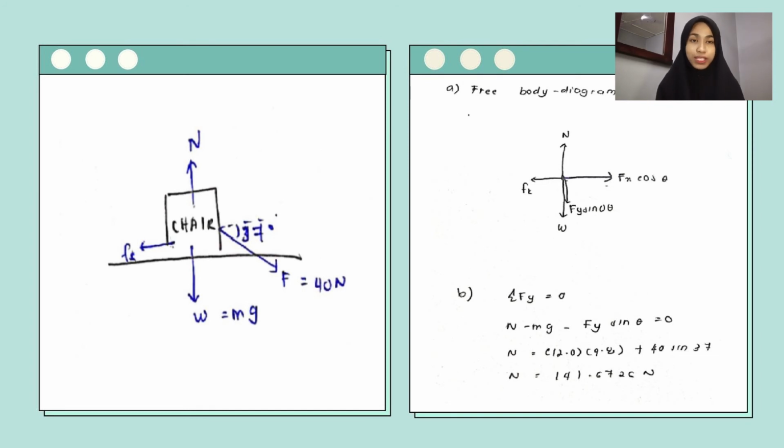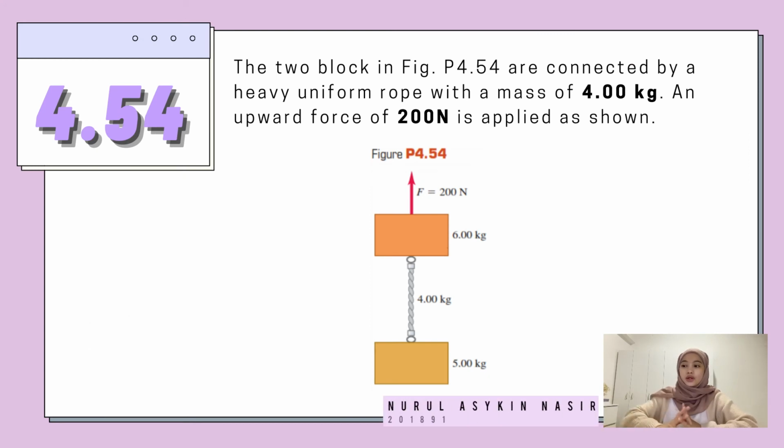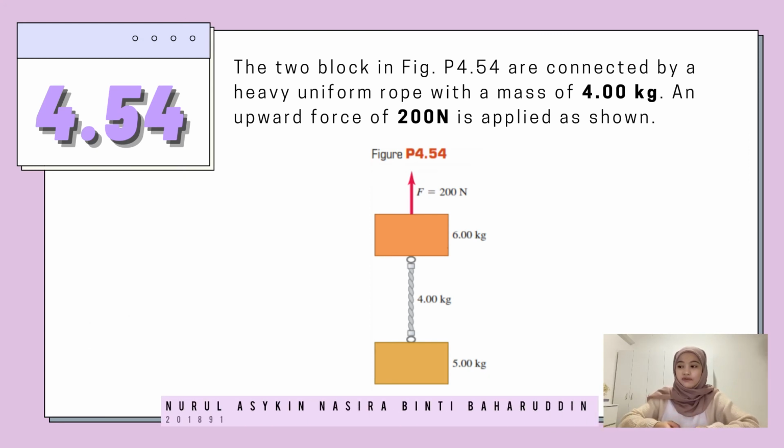Weight is equal to mg, and we know the mass of the chair is 12 kg, and g is the gravitational acceleration, which is 9.81 meters per second squared. We also know F equals 40 Newtons and theta is equal to 37 degrees. We can substitute all the values into the equation mg plus F sin theta, and we get the value of N, which is 141.6726 Newtons.